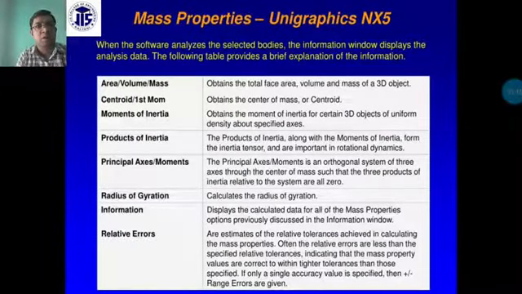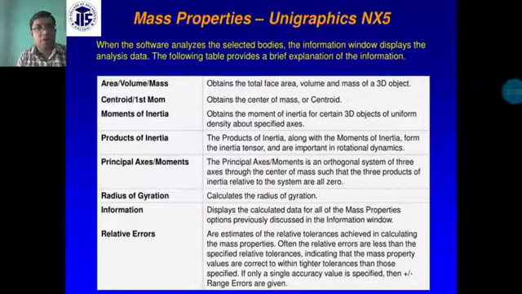Another thing is that the mass properties will be discussed in Unigraphics NX5. When the software analyzes, selecting the information window displays the analysis data. The following tables provide brief explanations of the information here: the area, volume, mass, and the centroid and first moments. First moments means the moment of inertia, considered according to the area, volume, and mass. It obtains the total free face area, the volume, and mass of this 3D object.